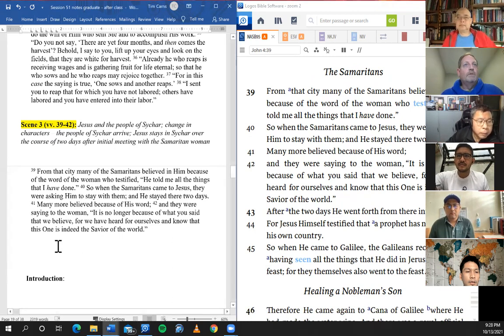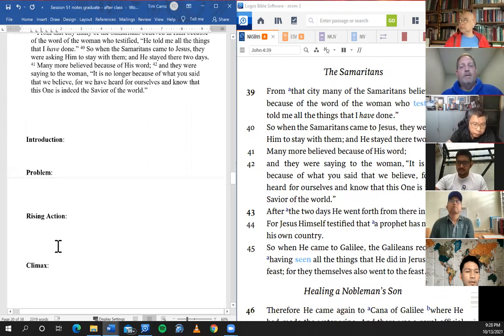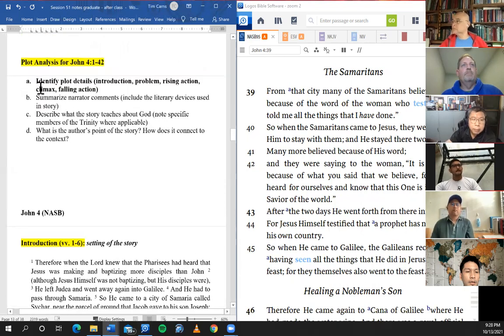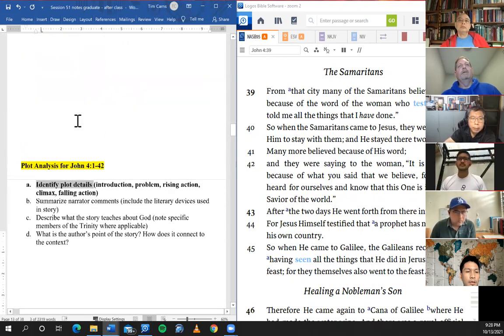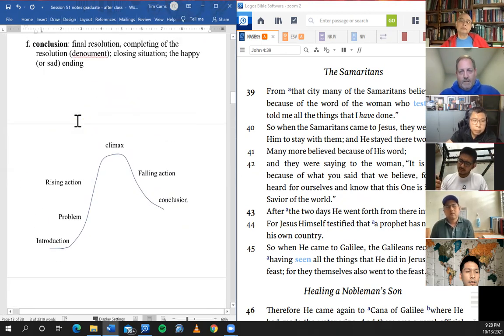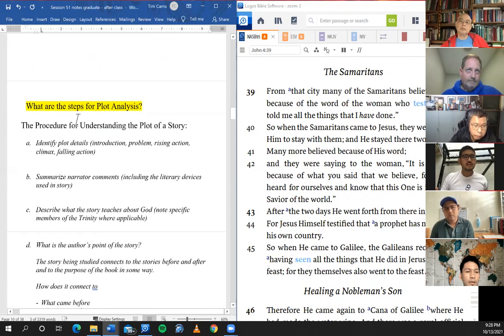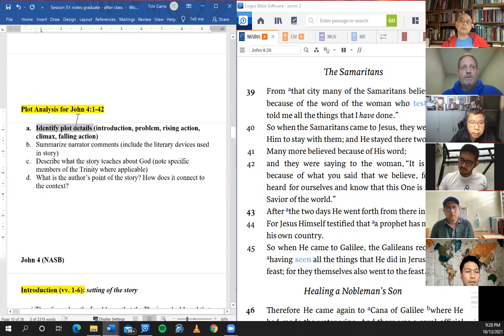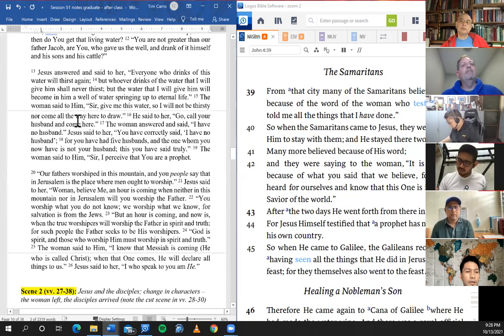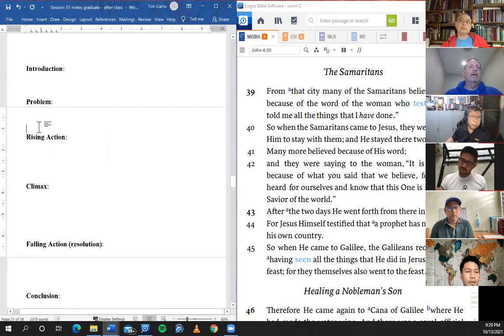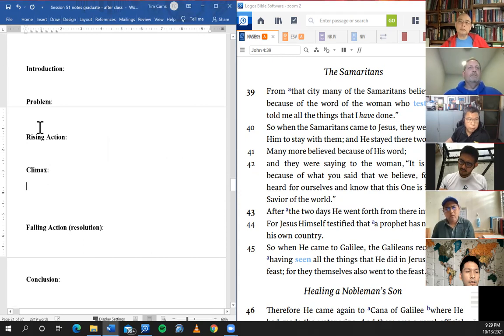Okay, so as we think about the plot analysis, again, the first step is to identify the plot details. That is, try to identify each of these elements of the plot. This is just an initial attempt. We may refine it as we go forward, but we initially want to just try, okay, can I identify each of those particular components? The introduction, the problem, the rising action, the climax, falling action, and the conclusion.